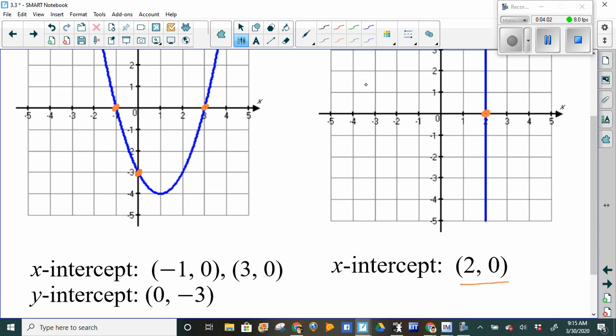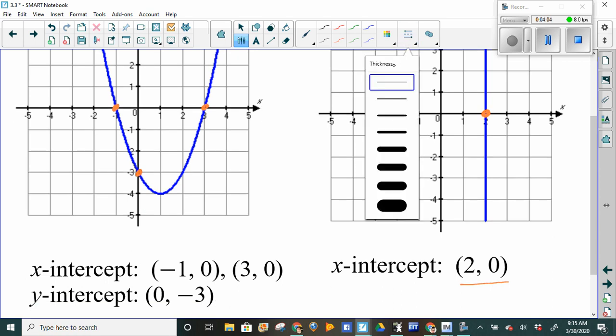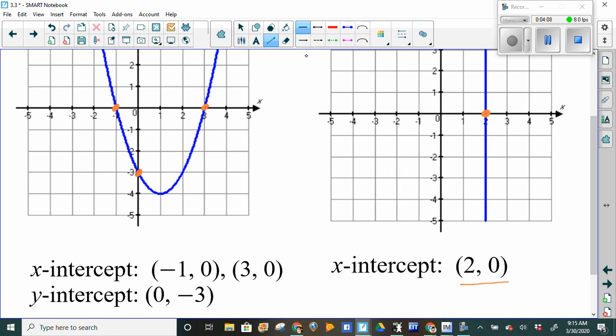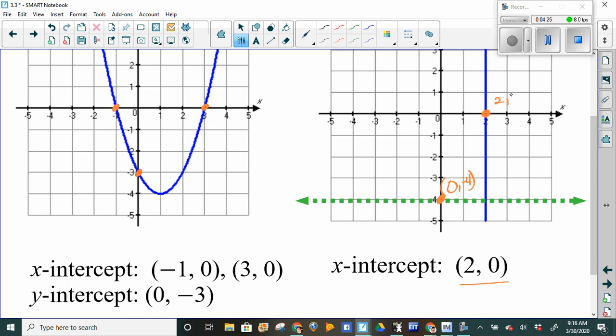And just the same, I'll add an extra graph in here. Let's see, I want a line, and we will do this green one. So if I were to draw a line through here, then this would be my y-intercept at 0, negative 4, and this would be 2, 0.